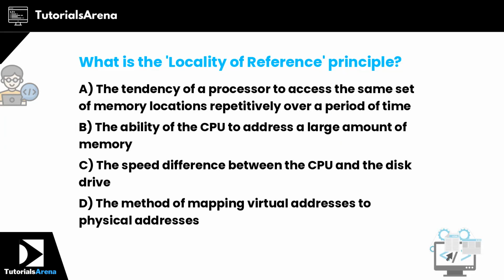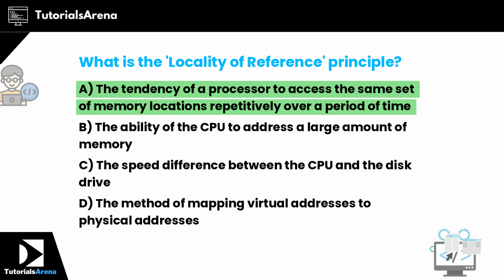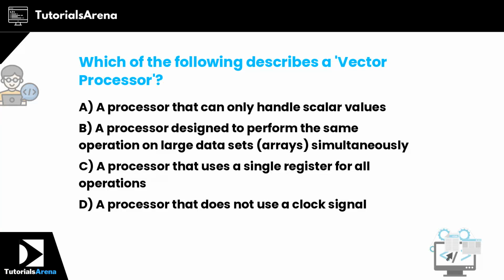What is the locality of reference principle? The correct answer is option A, the tendency of a processor to access the same set of memory locations repetitively over a period of time. Which of the following describes a vector processor? The correct answer is option B, a processor designed to perform the same operation on large data sets, arrays, simultaneously.